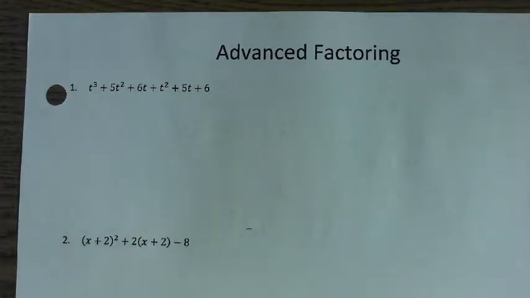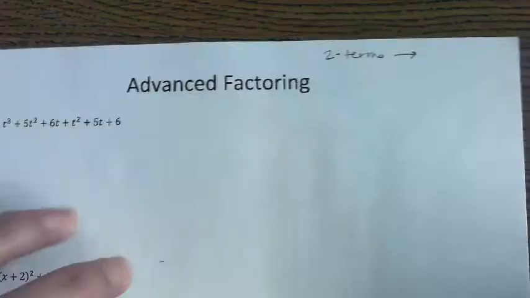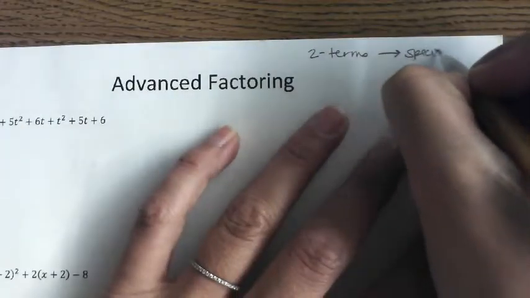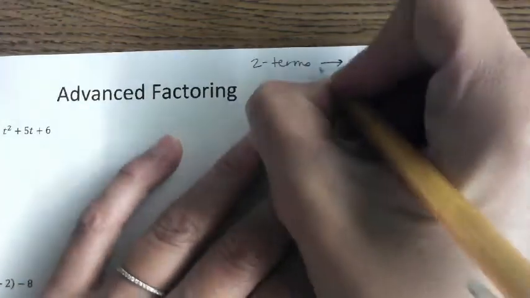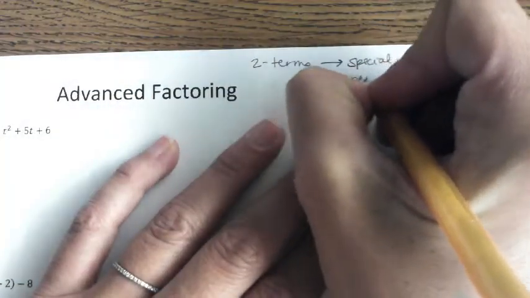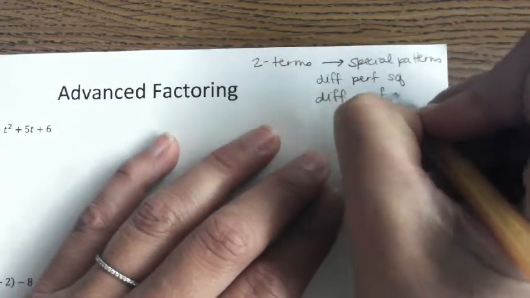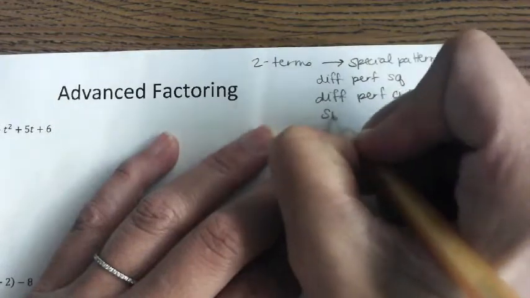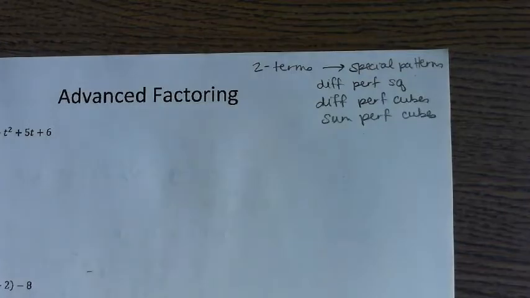6 terms. No, splitting the middle is only for 3 terms. Maybe we should do that. If there are 2 terms, we have to look for special patterns, which could be the difference of perfect squares, the difference of perfect cubes, or the sum of perfect cubes. Those are our 2-term special patterns.